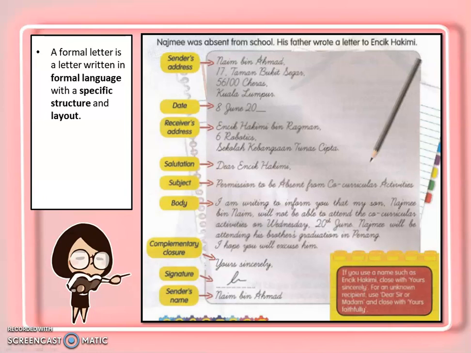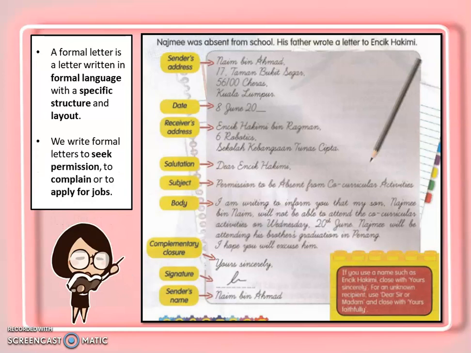Okay, formal letter dalam bahasa Melayu adalah surat rasmi. Surat rasmi haruslah menggunakan bahasa baku bahasa Melayu ataupun bahasa Inggeris. So if you want to write a formal letter, you have to use formal language, whether it's English or Malay. And it has a specific structure and layout, means it has a specific format. When you write a formal letter, it has to be in a specific format.